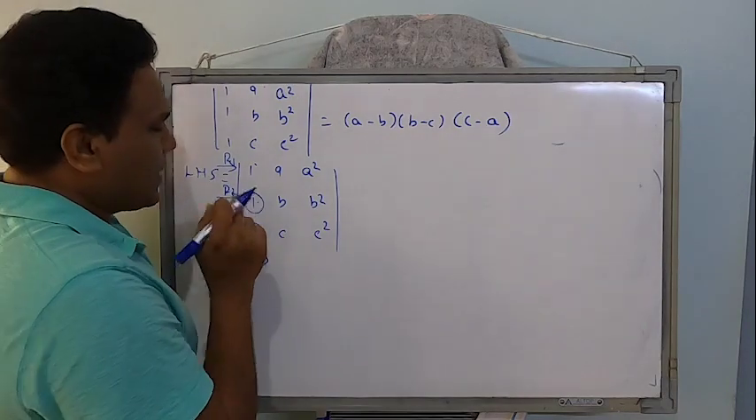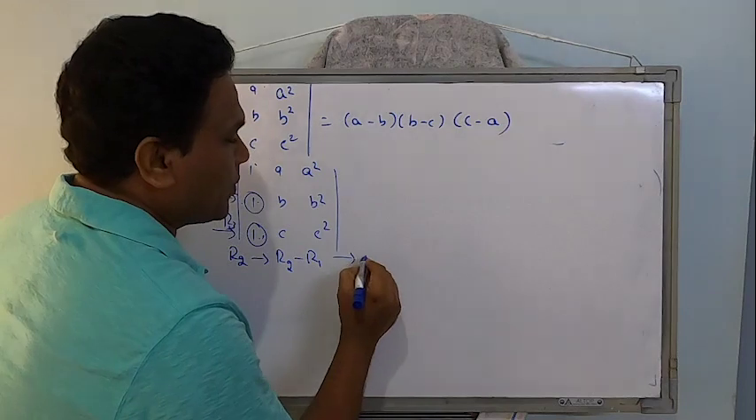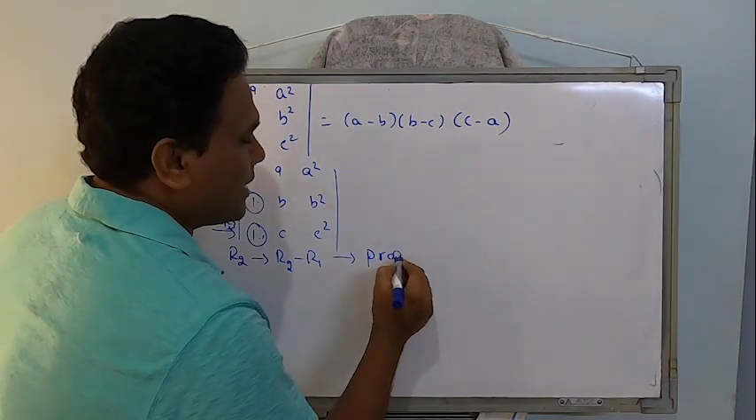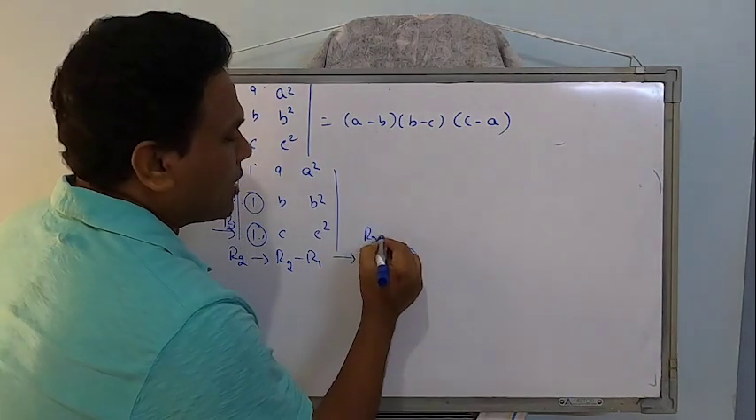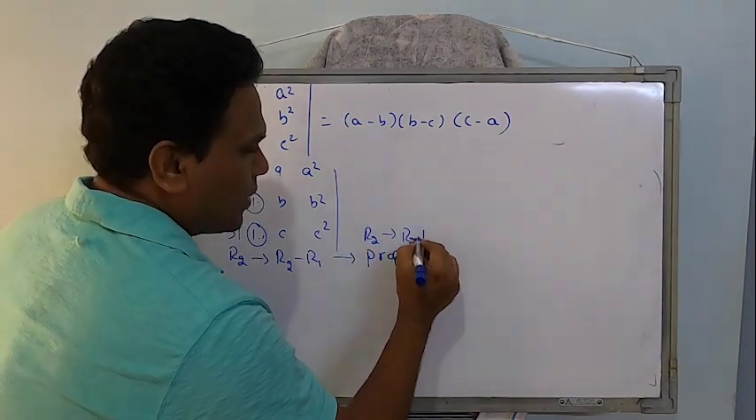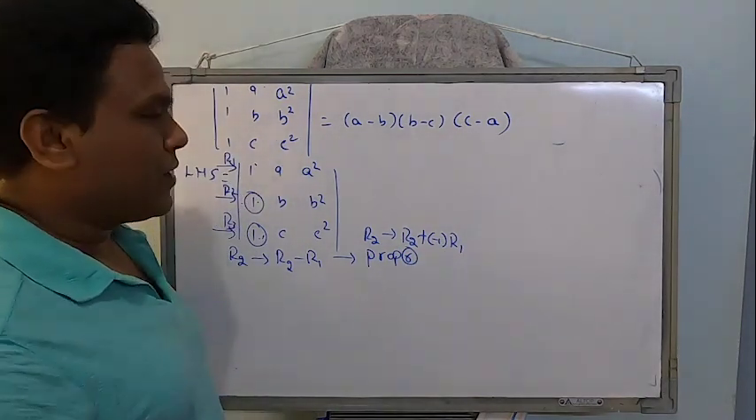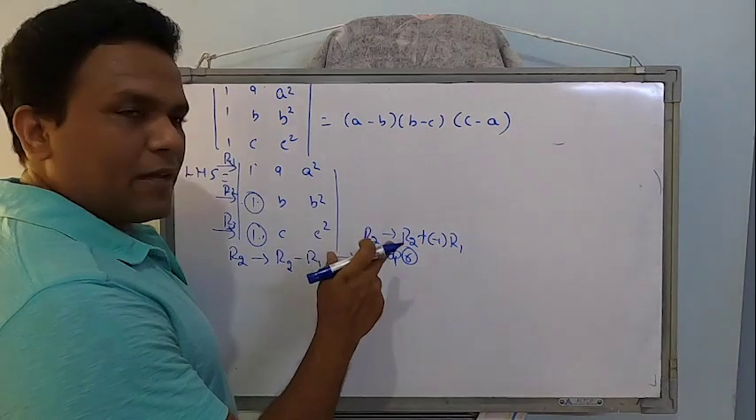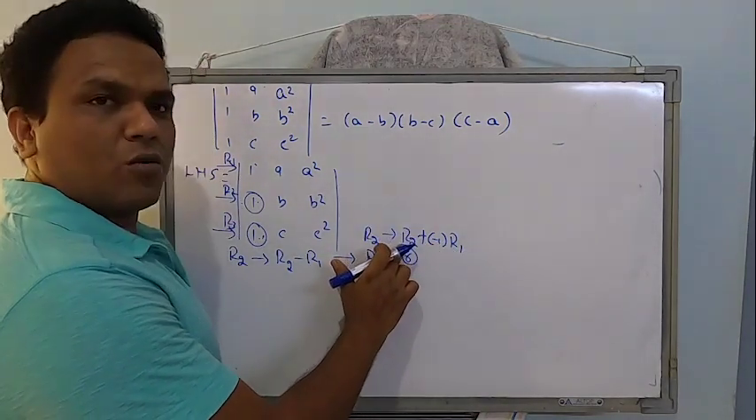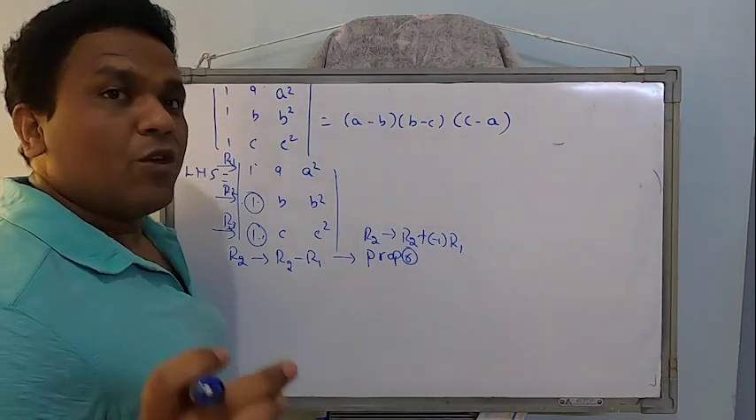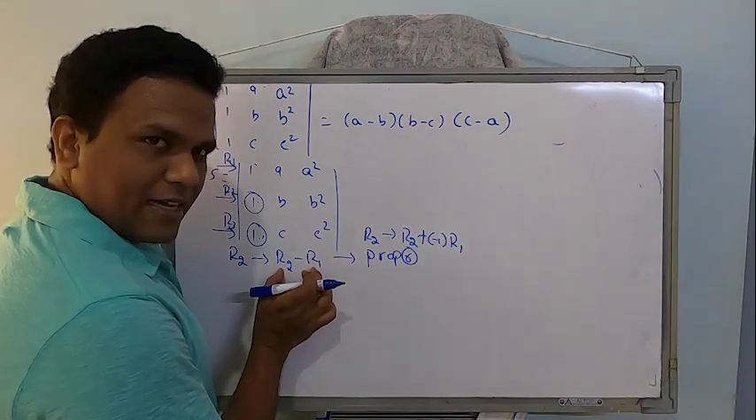So what I do here, I will write R2 as R2 minus R1. You will be wondering, sir, which property is applied? Property number 6. The actual way of writing this is R2 elements will be written as R2 elements plus minus 1 multiplied by R1 elements. If in a determinant you multiply the elements of any row or column by a scalar and add it to any other row or column, the value remains the same. Using that concept, we are applying this. So instead of writing this, I will write this directly.